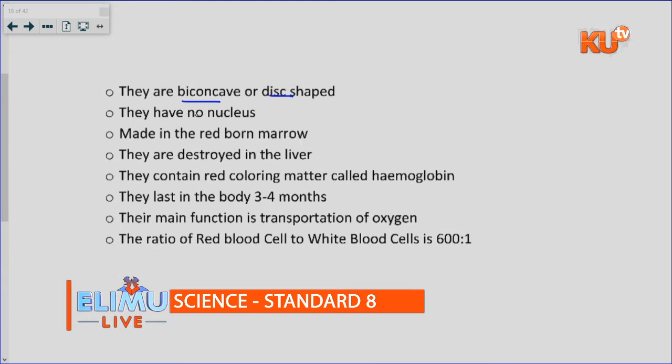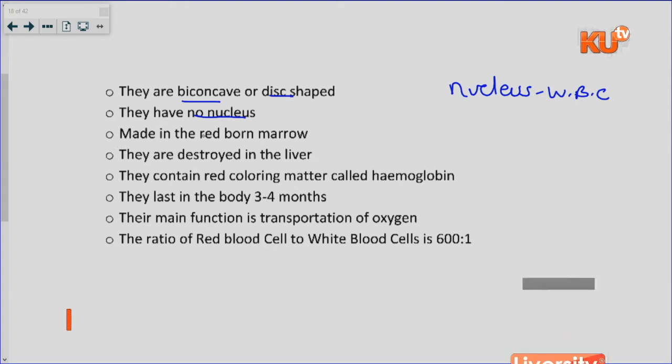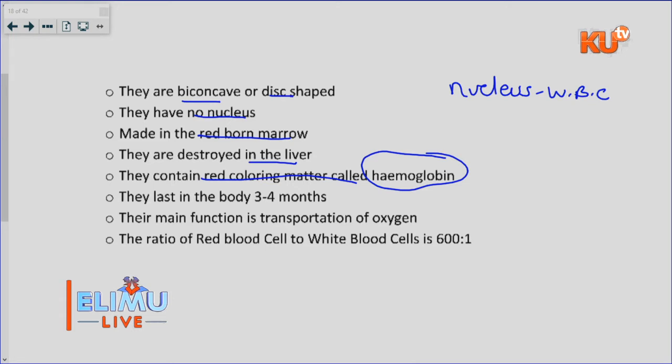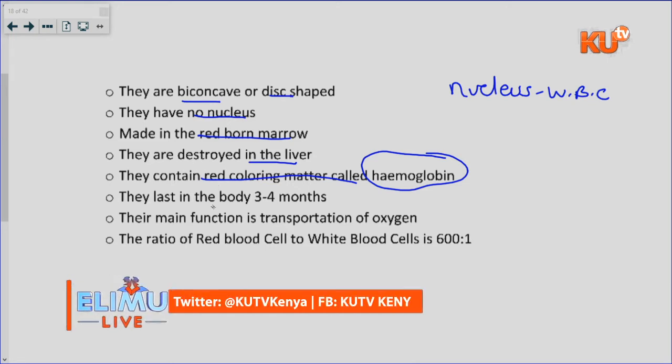They have no nucleus. We learned that nucleus are found in the white blood cells. So they have no nucleus, the red blood cells. They are made in the red bone marrow and destroyed in the liver. They contain the red coloring matter called hemoglobin. The red coloring matter is called hemoglobin. Don't say chlorophyll. Chlorophyll is the green coloring matter in plants. The red coloring matter in blood is called hemoglobin. They last in the body 3 to 4 months, and their main function is transportation of oxygen.